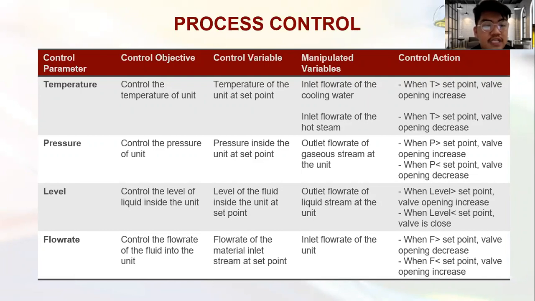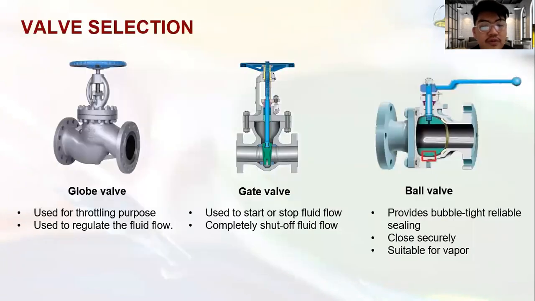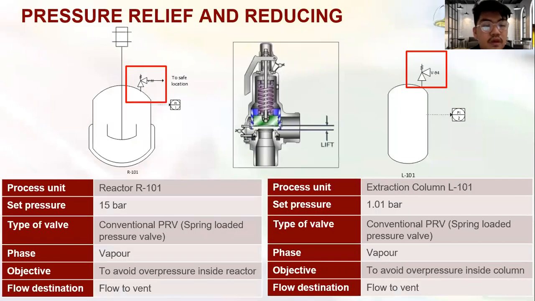For the valve selection, there are 3 types of valve that we use in our P&ID. The first one is the globe valve, next the gate valve, and last but not least, the ball valve. For the pressure relief system, there are 2 units where we apply this system, which are reactor R101 and extraction column L101. The type of valve that we use is a conventional PRV, which is a spring-loaded pressure valve. So the objective is to avoid overpressure inside the unit.